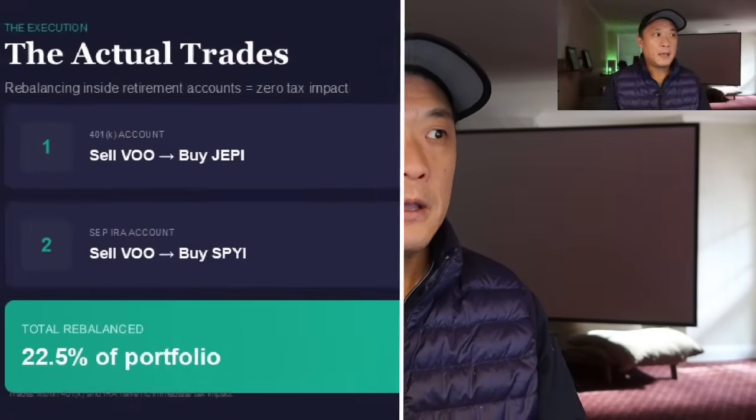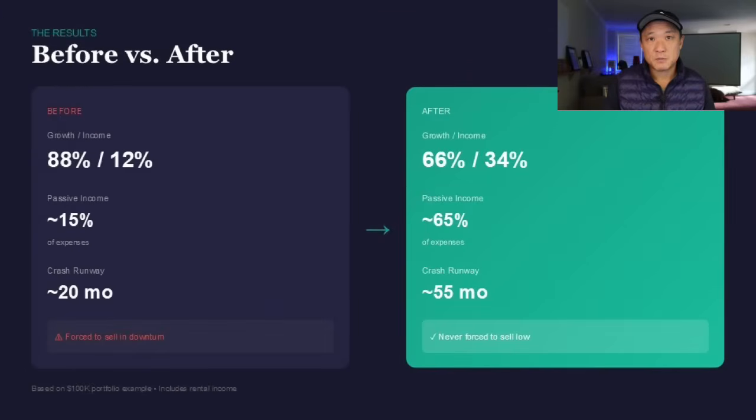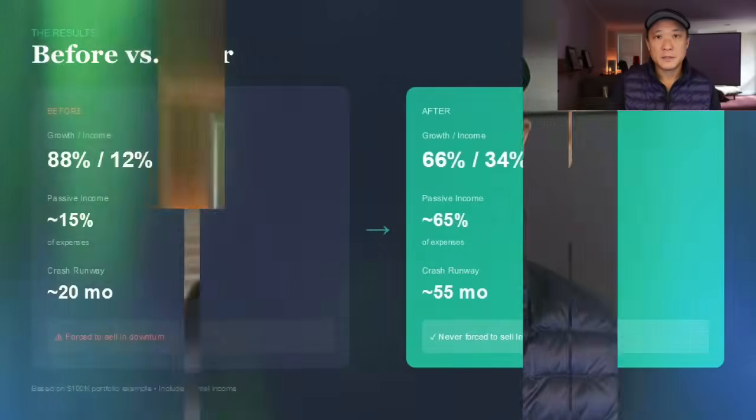So it told me to go to 2 of my accounts. One is at Vanguard, and I basically bought JEPI, which is JP Morgan's income account, and SPYI. And now my growth allocation sleeve is 66%. The income allocation is 34%. I get 65% of my expenses covered in this idea. And I have 55 months of runway, going from 20 to 55 months I've created, that I can weather a storm. So 55 months, what's that, about a little over 4 years.